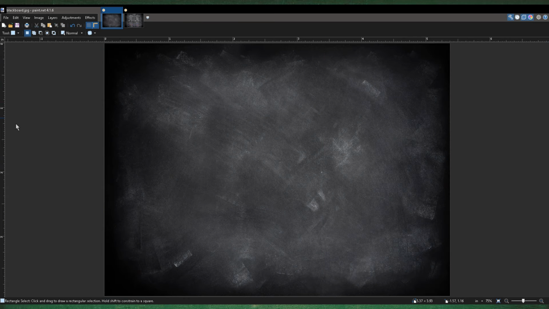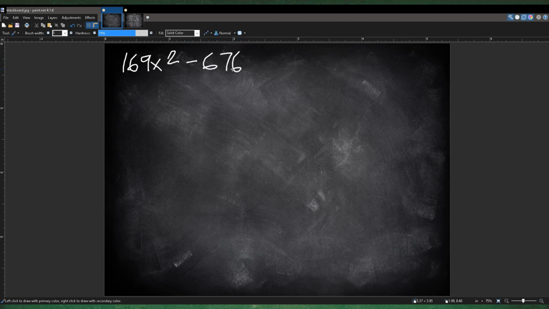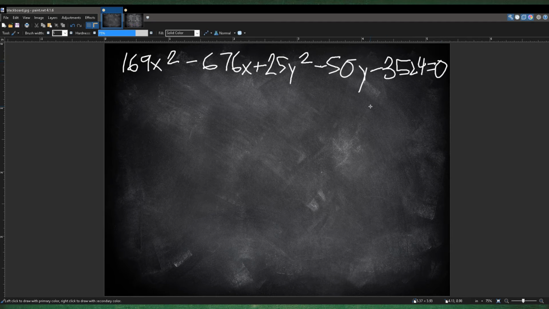Okay, let's try another example. We have 169x squared minus 676x plus 25y squared minus 50y minus 3,524 is equal to 0.